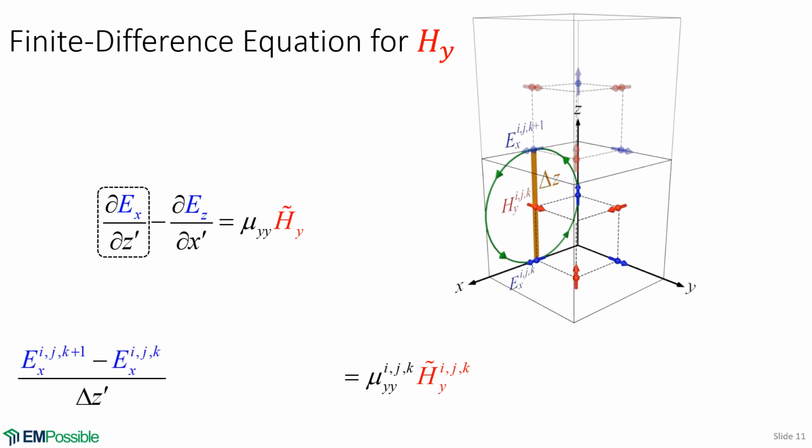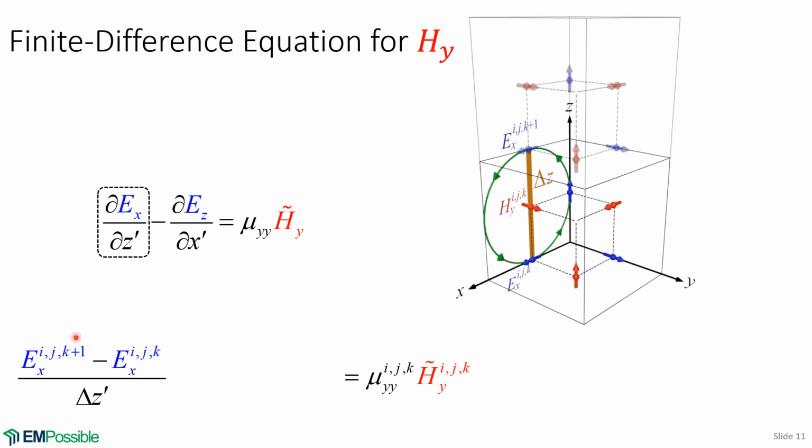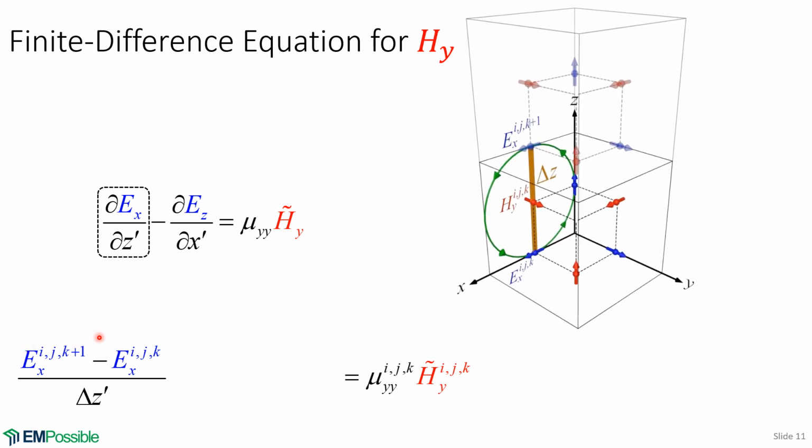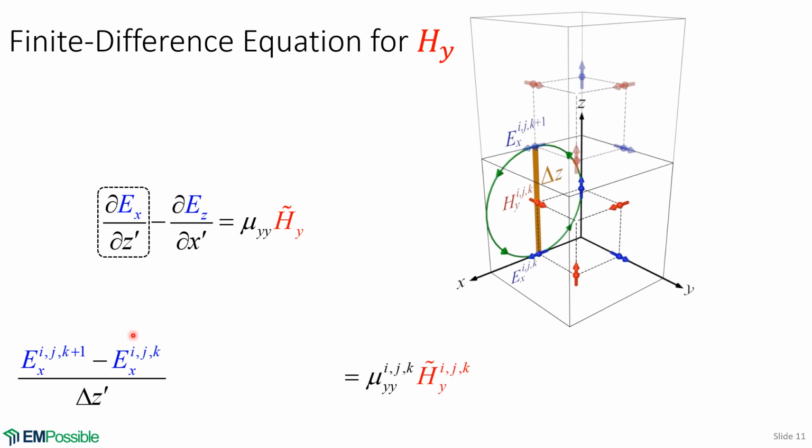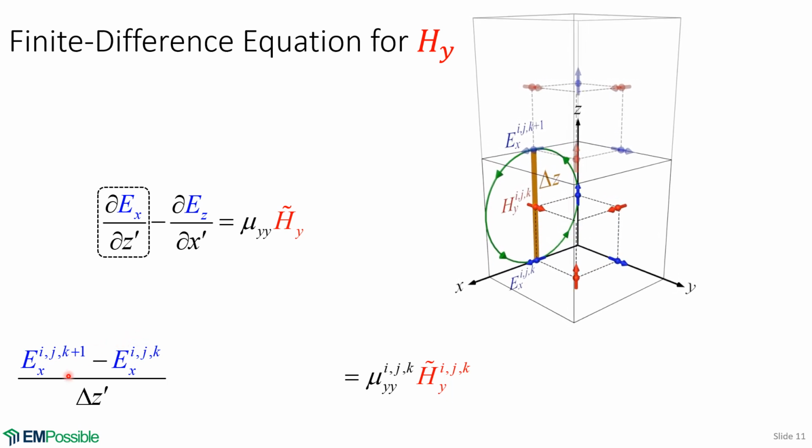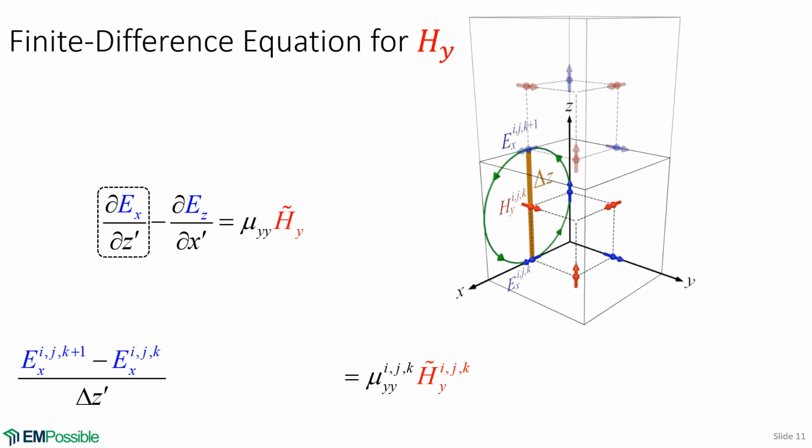So that's how we write our finite difference. It's EX from the next cell up in the Z direction minus EX from the same cell divided by the spacing, which is delta Z.